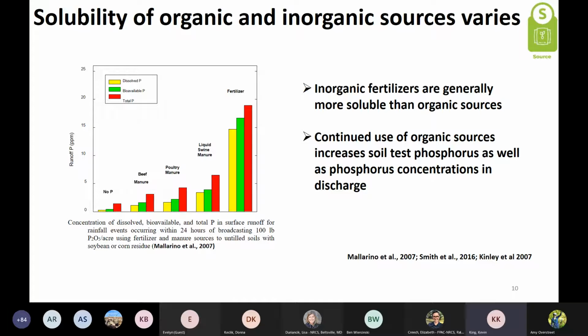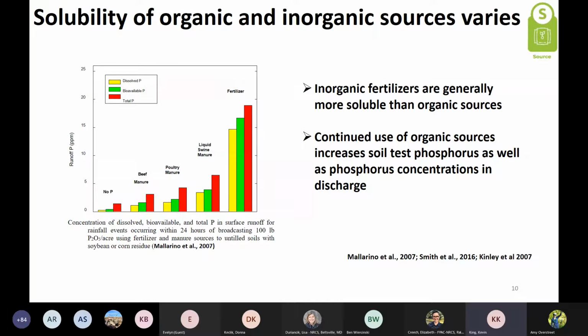To illustrate this point, a study in Iowa applied equal rates of P2O5 phosphate from beef manure, poultry litter, liquid swine manure, and commercial fertilizer. They did a rainfall simulation on the plots within 24 hours of application and determined that the greater losses of phosphorus came from the commercial fertilizer sources compared to the organic sources.